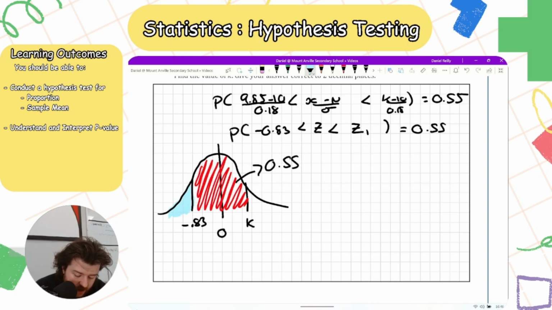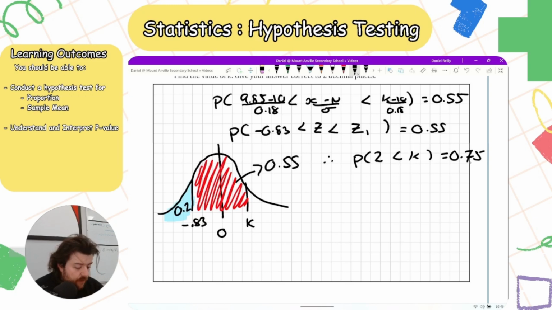So here is equal to 0.2. Therefore, this entire thing, the probability of Z less than K, or Z1, whatever you want to call it, this Z score, is equal to 55 plus 0.2, 0.75. So now we need to look up the corresponding Z score for 75%, which is equal to 0.675. So my Z score is equal to 0.675. That would be X, or K in this case.